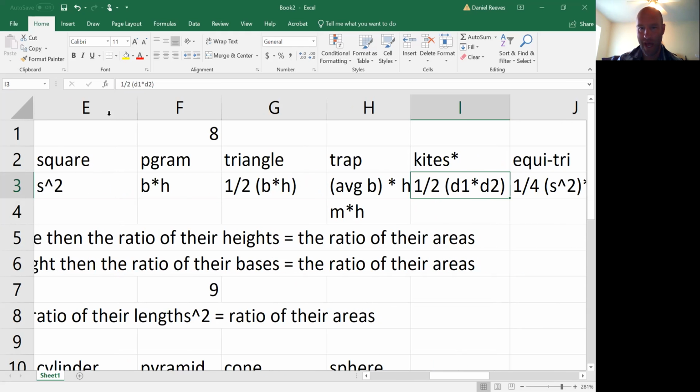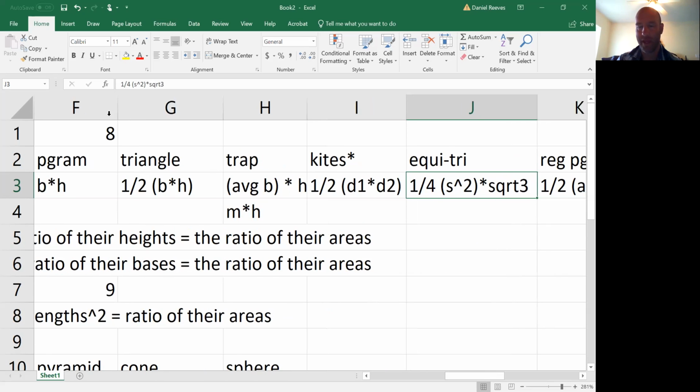Kites, you'll notice I put an asterisk here because kites include all shapes which are also kites, such as rhombuses and squares. And the area of a kite is 1/2 diagonal 1 times diagonal 2. Equilateral triangle is this complicated formula, 1/4 s squared times the square root of 3. I usually say square root of 3 over 4 times s squared, or s squared over 4 root 3. All of those are acceptable. This looks like a good way of writing it out.